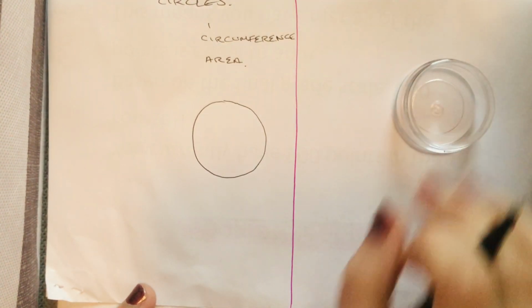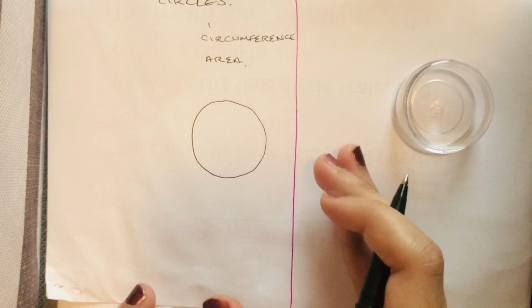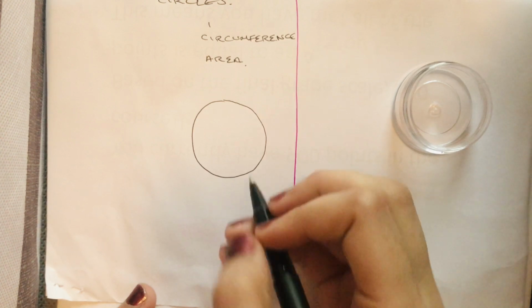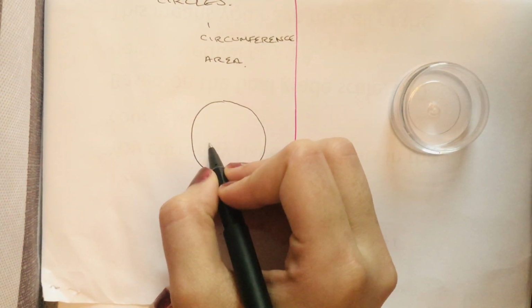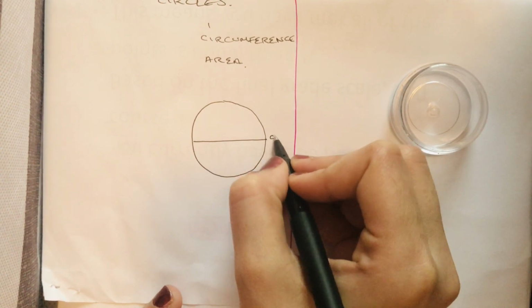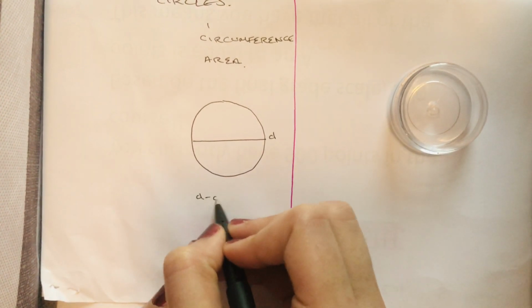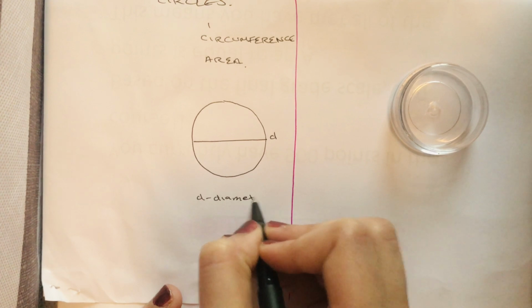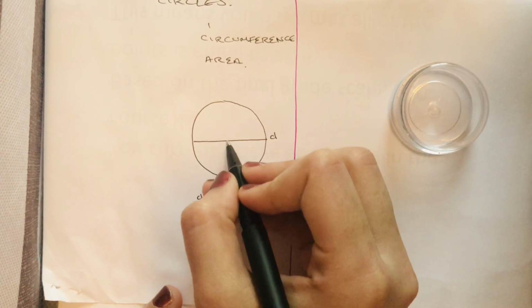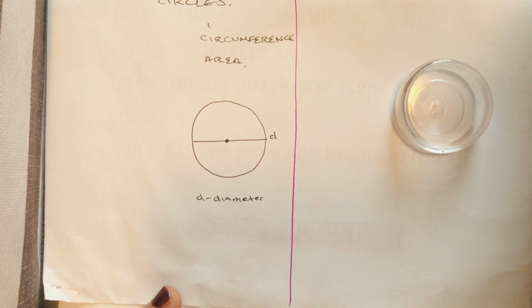Before going into circumference and area, I want to show you different parts of a circle. So the different parts of a circle include the diameter. Let's label it as D. D is for diameter. A diameter is a line that runs from one end of a circle to the other, passing through the center of the circle.